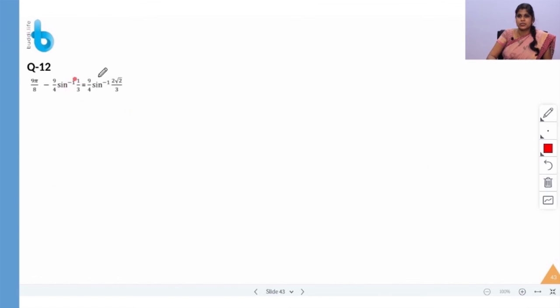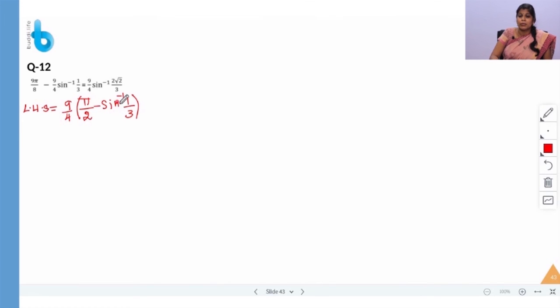So our next question is question number 12. Look at the question, children. First we will take LHS and simplify it first. See, 9 by 8 pi minus 9 by 4 sine inverse of 1 by 3. In both these terms I can take 9 by 4 common. So if I take 9 by 4 common, what is remaining? Pi by 2 minus sine inverse of 1 by 3.